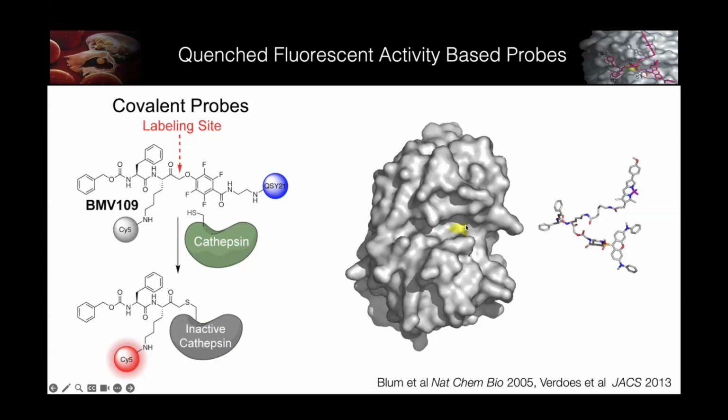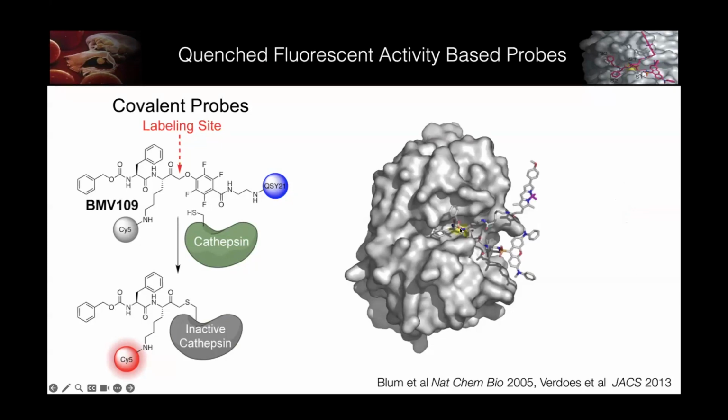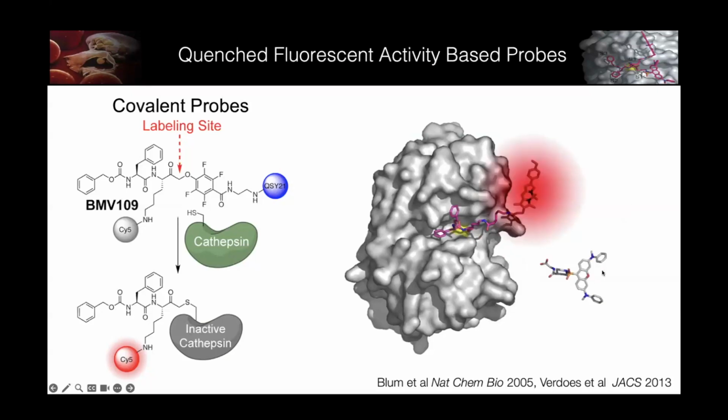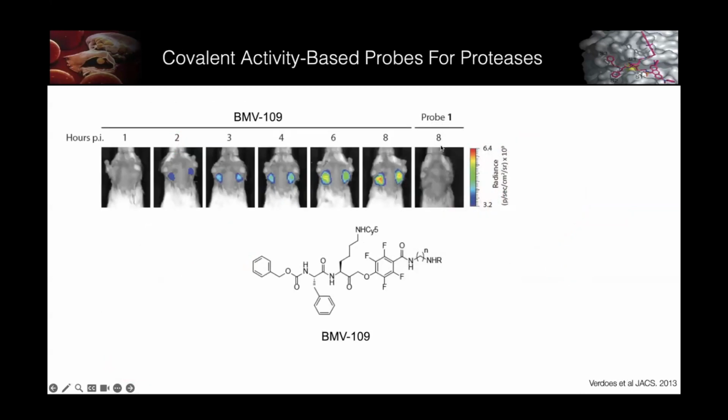Here's the protease with its active site, and the yellow is the cysteine. It goes into that active site like a substrate, that covalent bond forms, and now you lose part of your molecule and it turns on a fluorescent signal. So you now have a way of tagging the protease. So it's a way of visualizing where the active protease is in the context of either a cell or even a whole organism.